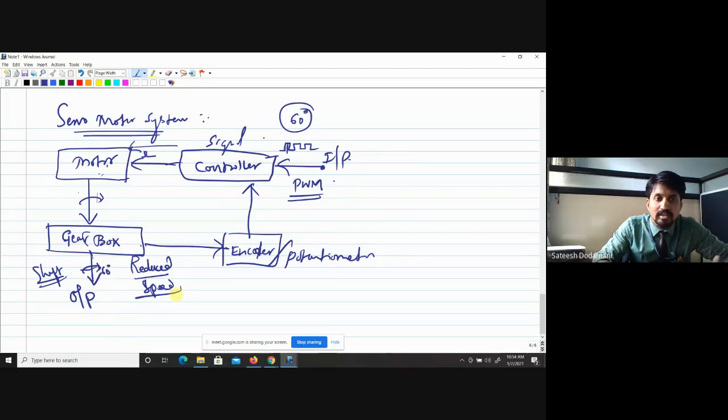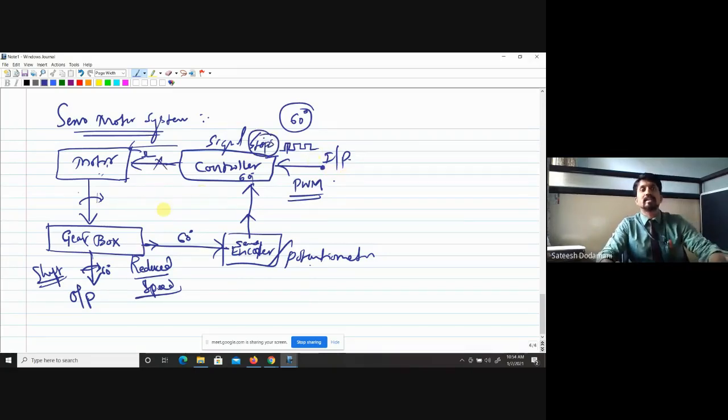Once the 60-degree rotation is achieved, that signal goes to the encoder or potentiometer. The encoder and potentiometer sense that it has reached 60 degrees, and this signal is given to the controller. The controller gets that it has reached 60 degrees, then it stops the signal. Then the motor will not get energized, so the motor stays in that condition.